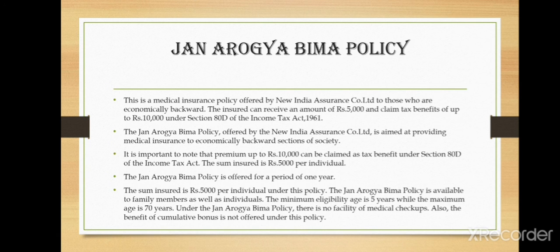Third is Jan Arogya Bima policy. This is the medical insurance policy offered by New India Assurance Co. Limited to those who are economically backward. The insured can receive an amount of rupees 5,000 and claim tax benefits of up to rupees 10,000 under Section 80D of the Income Tax Act 1961.